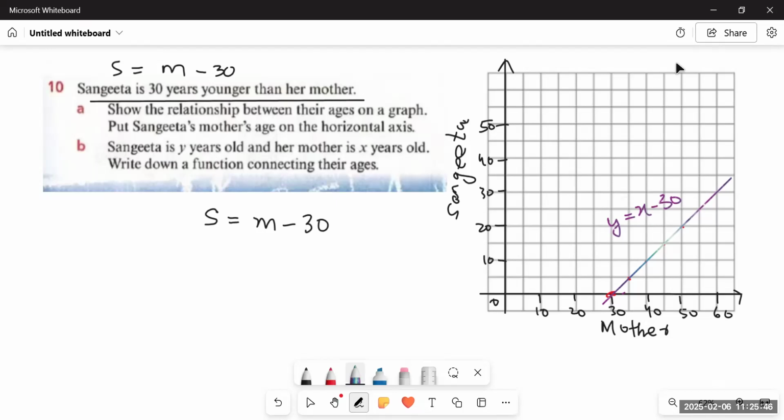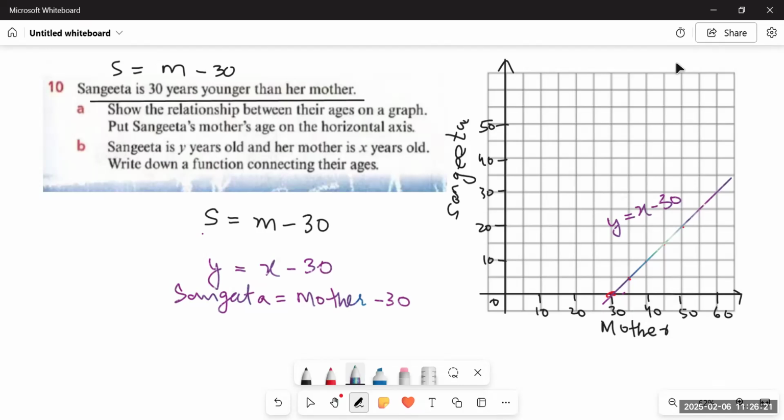And now they're saying Sangeeta is Y years old and her mother is X years old. So we suppose that Sangeeta was S years old, but instead of writing S, we can write Y in place of Sangeeta's age, and her mother is X years old. So it would be Y is equals to X minus 30. And it's clearly shown Y is Sangeeta, and Sangeeta is 30 years younger than her mother. So we can say that Sangeeta is equals to mother's age minus 30.